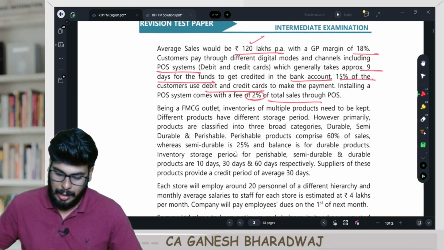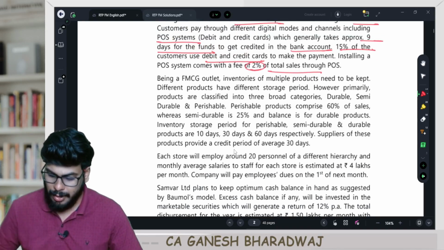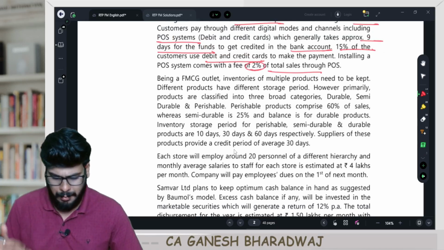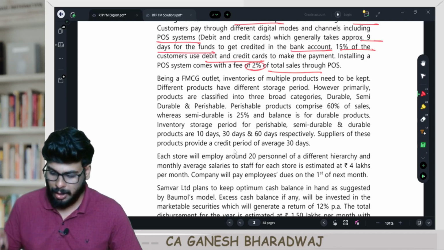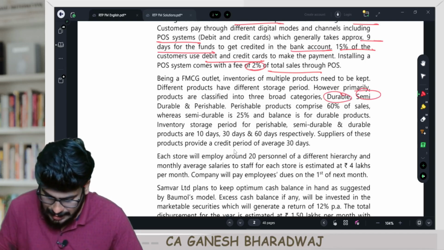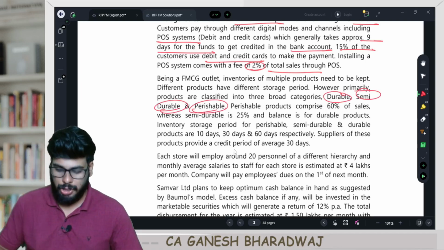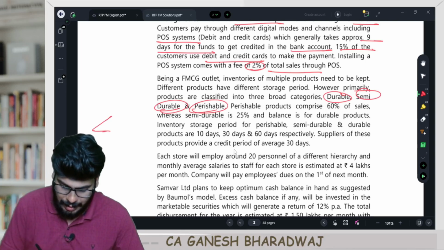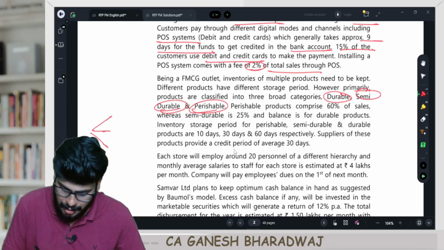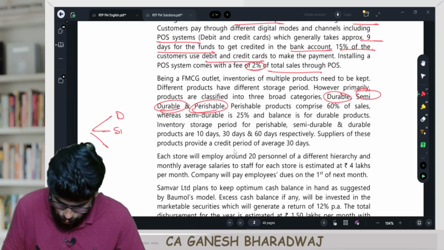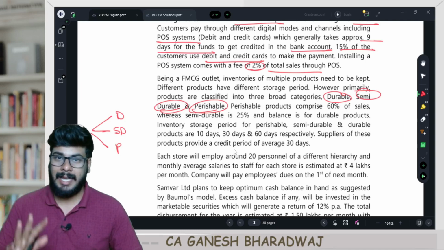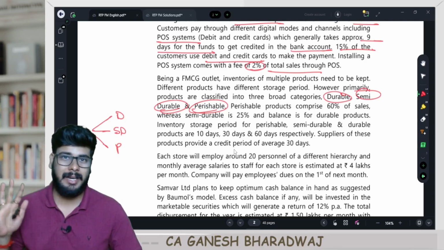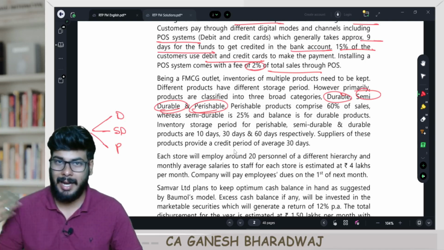Next. Being an FMCG outlet, inventories of multiple products need to be kept. Different products have different storage periods. However, primarily products are classified into 3 broad categories: durable, semi-durable, and perishable. So clearly they have said there are 3 categories of stocks, right? First of all, understand this is not a manufacturing entity. They are a trading entity. They buy and they sell. That's all. They run a store, right?